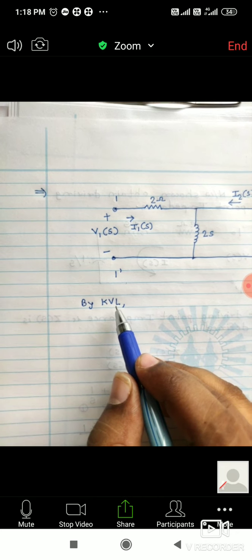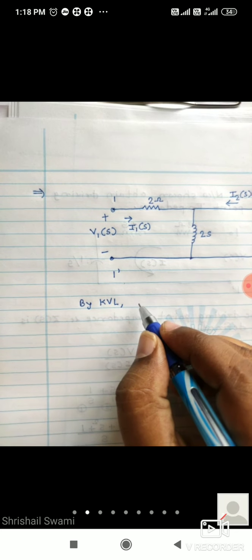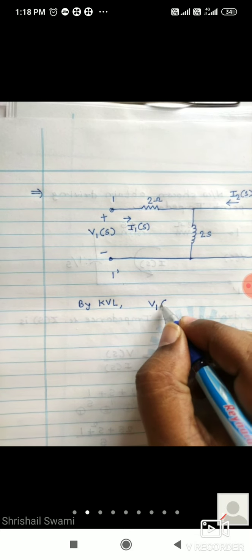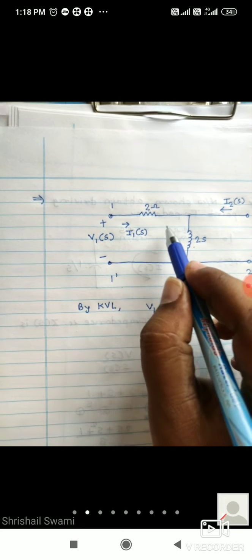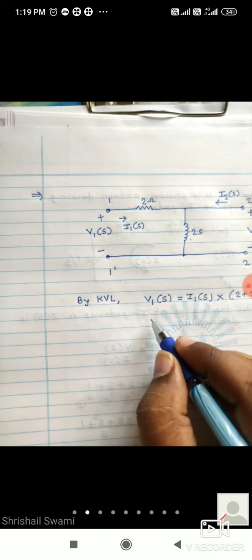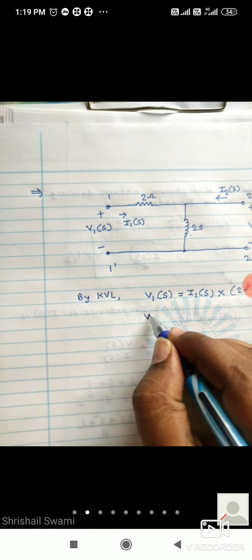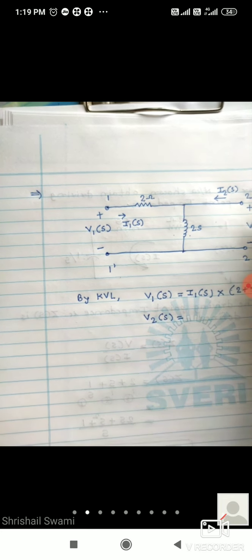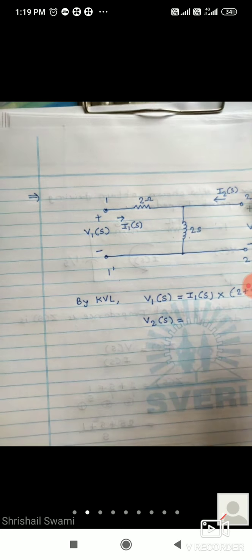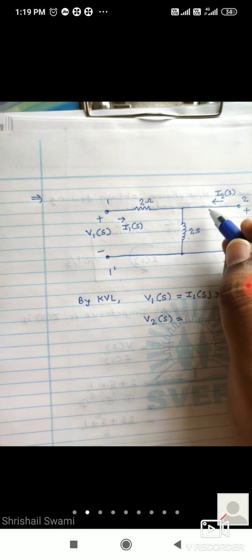So by KVL at the input port, V1 of S is equal to the total current I1 of S. If KVL is applied in this loop, 2 and 2S are connected in series. So multiply by 2 plus 2S, and this is equation number 1. Next, if we apply KVL in the outer loop or output port, V2 of S is equal to I2 of S. V2 of S means the voltage across 2S. So what current will flow in 2S, I2 of S.